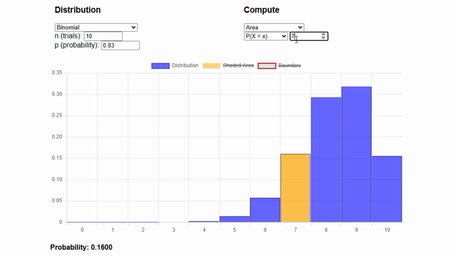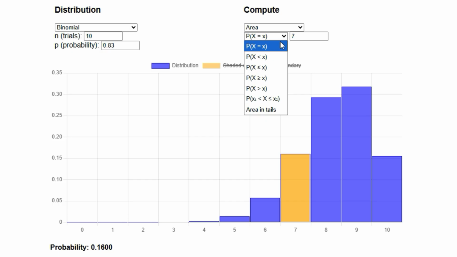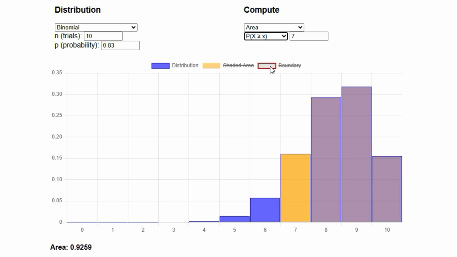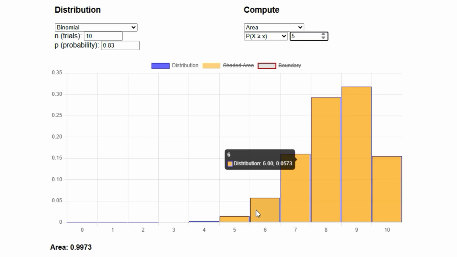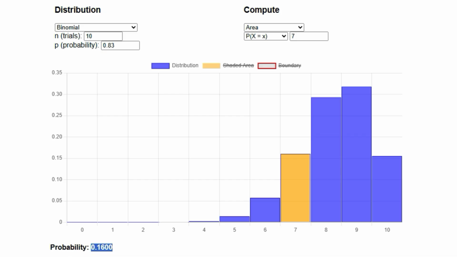And then I want the area associated with exactly 7 successes, and that's 0.1600. If I want the probability that this medication is effective in at least 5, I'm going to say greater than or equal to 5. That's going to shade 5 and above. I can confirm, yes, that's what I wanted. That's 0.9973.